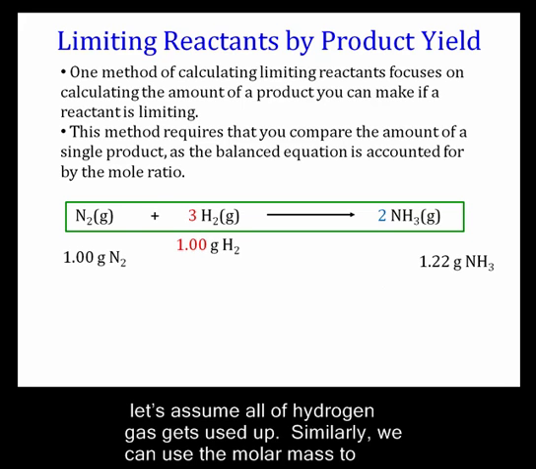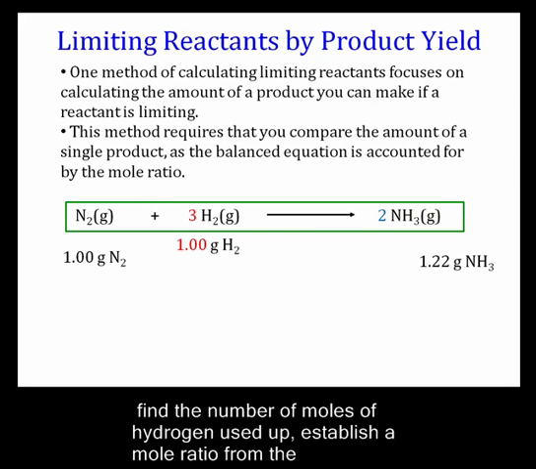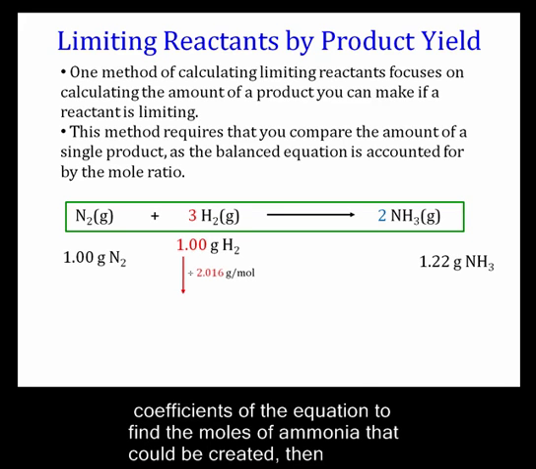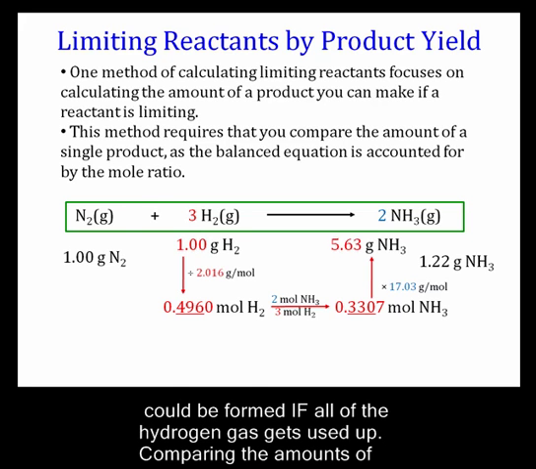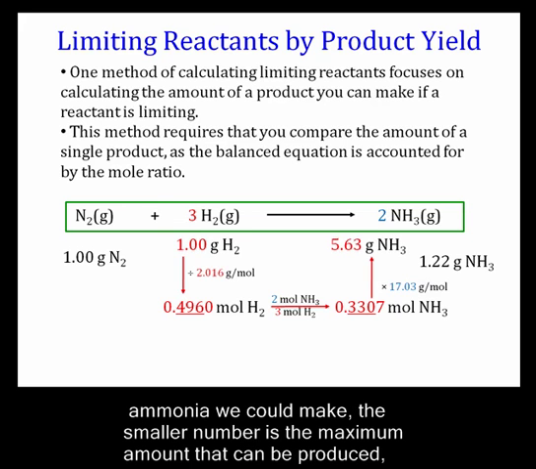In a separate step, let's assume all of the hydrogen gas gets used up and ignore the nitrogen. Similarly, we can use the molar mass to find the number of moles of hydrogen used up, establish a mole ratio from the coefficients of the equation to find the moles of ammonia that could be created, then we multiply by the molar mass of ammonia to find the number of grams of ammonia that could be formed if all of the hydrogen gas gets used up.